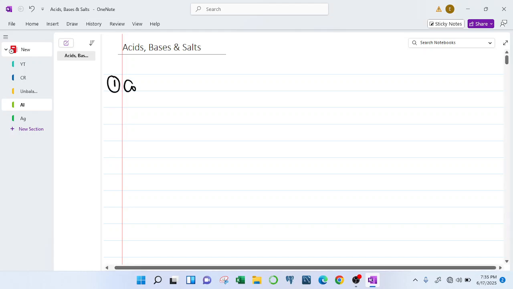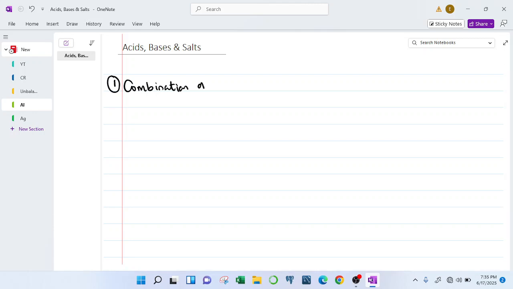Number one is just combination of constituent elements. As the name already says, constituents, that's the elements that make it up. You just take the elements that make up the acids, join them together, and that gives you an acid. But you are going to need to watch out for this because it does not apply to all acids. It is not all acids that you can manufacture just by combining the constituent elements.